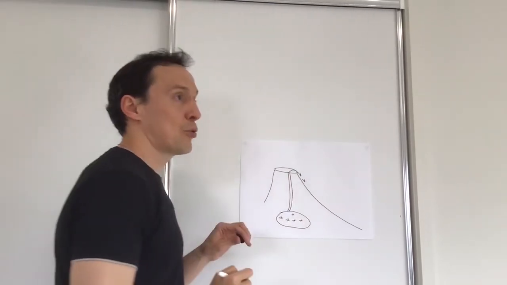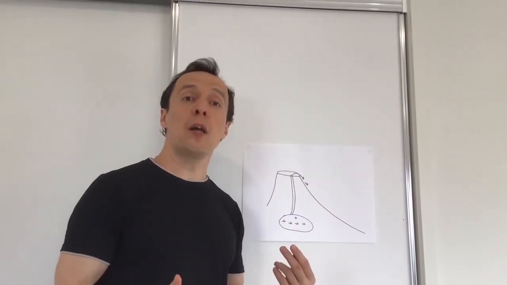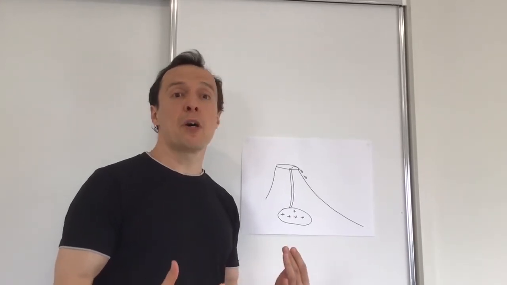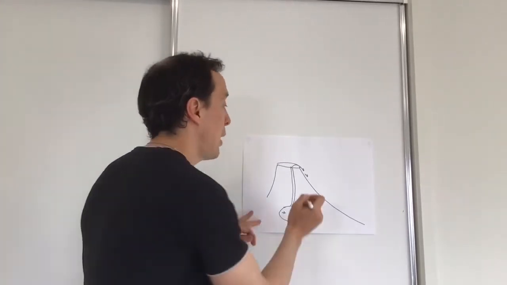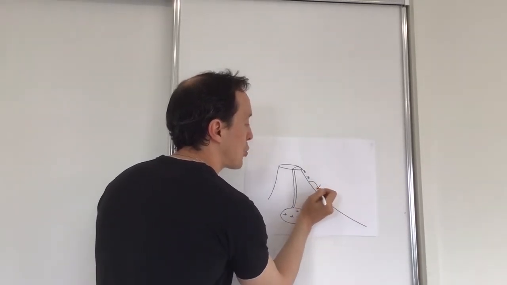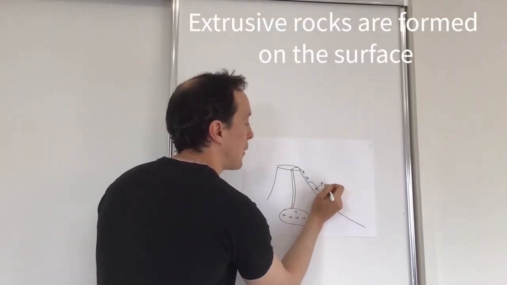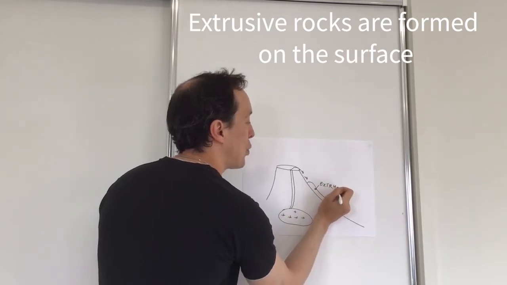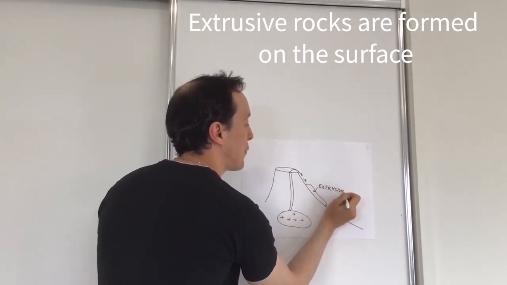And when it goes to the surface, it will cool down very quickly. It may take from several hours to maybe one or two days. And it's going to form rocks which are called extrusive rocks. They are called extrusive because they are formed on the surface.